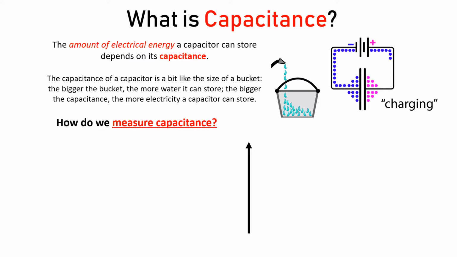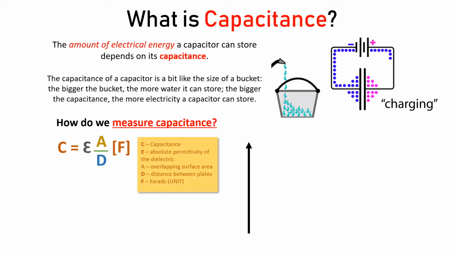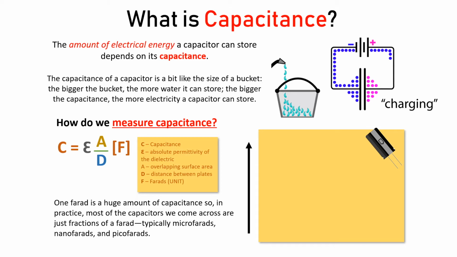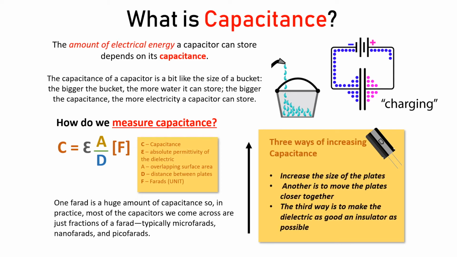Now, capacitance is directly proportional to the absolute permittivity of the dielectric and the area of the plates, and it is inversely proportional to the distance between the plates. It is measured in farads. Now, 1 farad is a huge amount of capacitance. So in practice, most of the capacitors we come across are just fractions of a farad, typically microfarads, nanofarads, and picofarads.